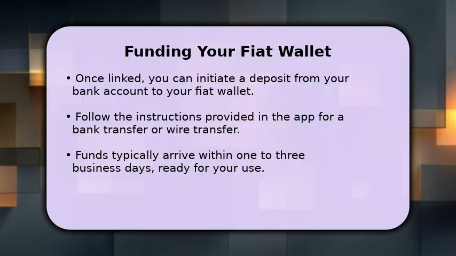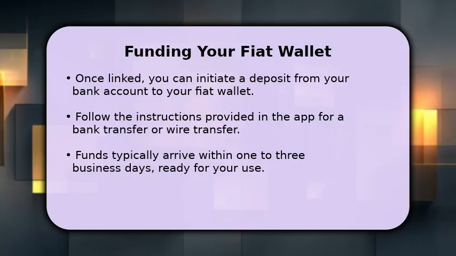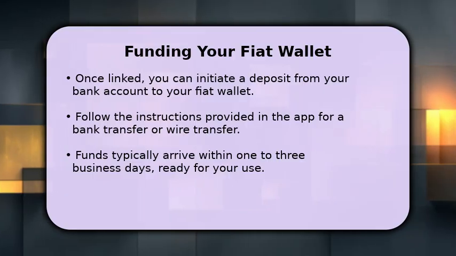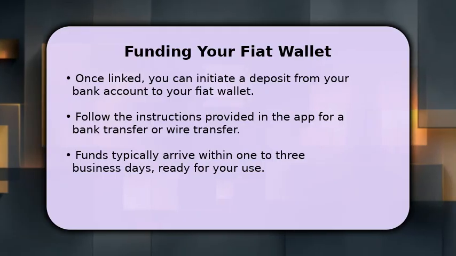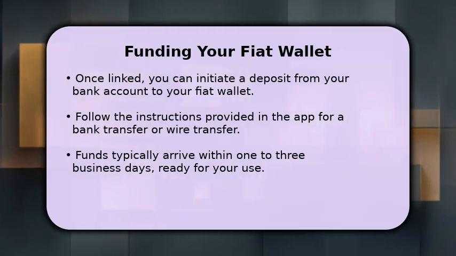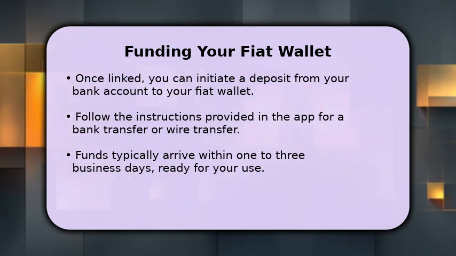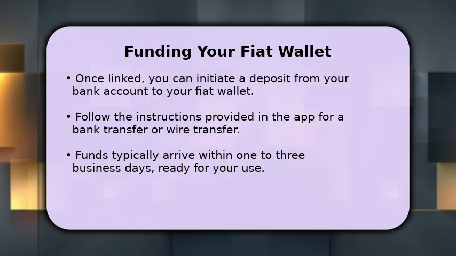With your bank account successfully linked, you are now ready to fund your Fiat wallet. Simply select the deposit option within the Fiat Wallet section and follow the specific instructions for a bank transfer or wire transfer. Funds usually arrive within 1 to 3 business days, allowing you to quickly buy cryptocurrencies or withdraw your earnings back to your bank account with ease.